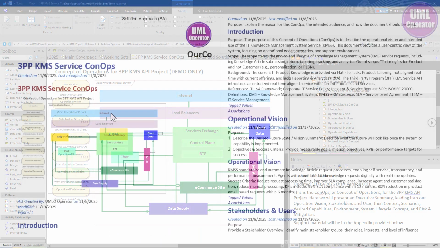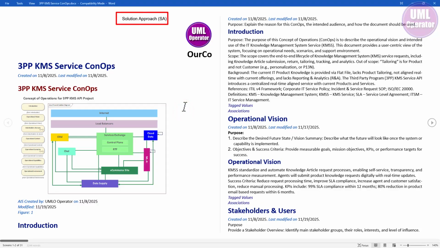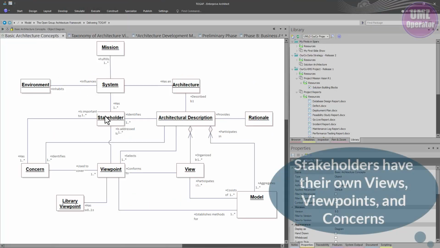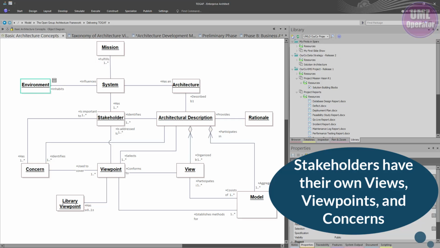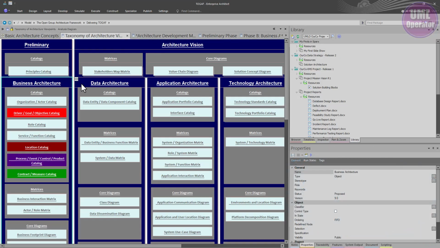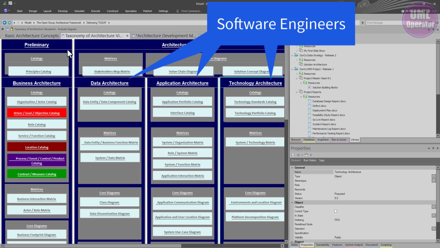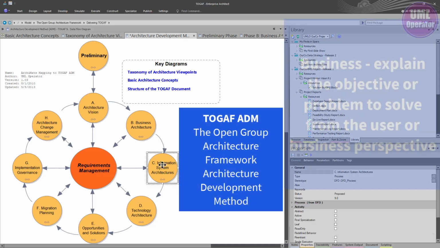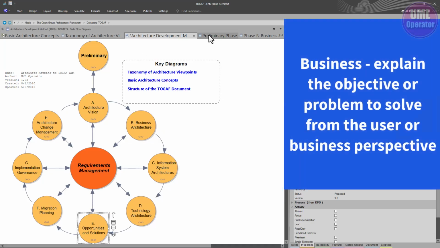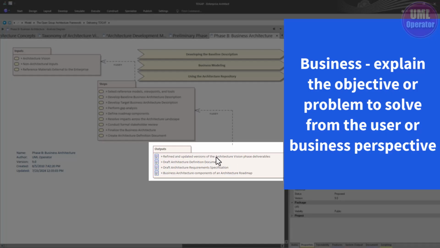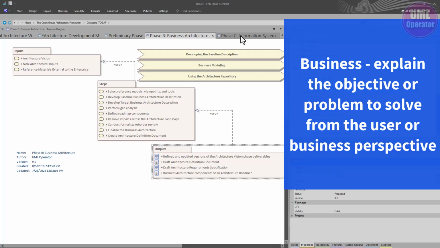In some companies, the ConOps may be referred to or called something else, such as solution approach or integrated solution, where the solution or objective is to be solved. The ConOps may also be broken into multiple artifacts, starting with the marketing sheet or client proposal. These are the primary artifact categories that I would consider. Number one, business. This explains the objective or problem to solve from the user or business perspective. Sometimes this comes in as a marketing sheet or client proposal.